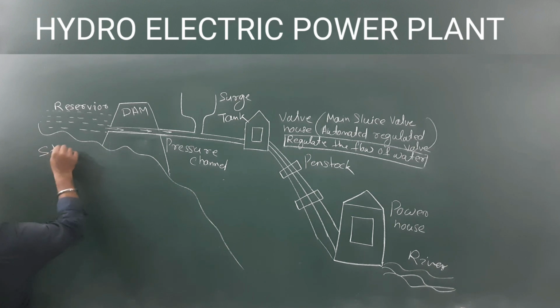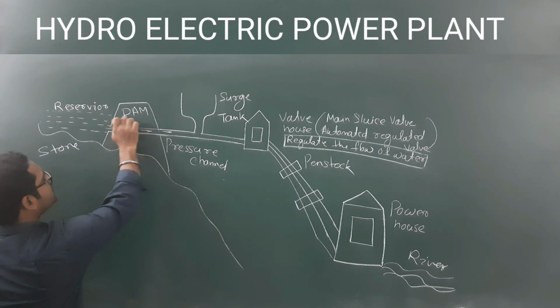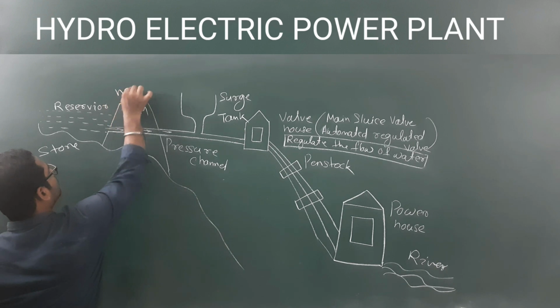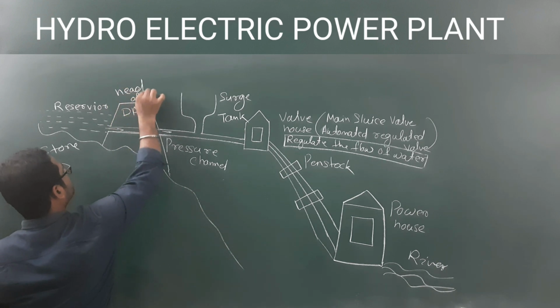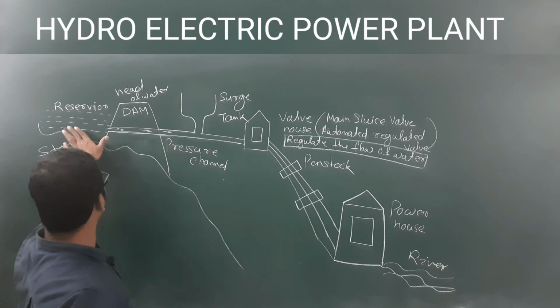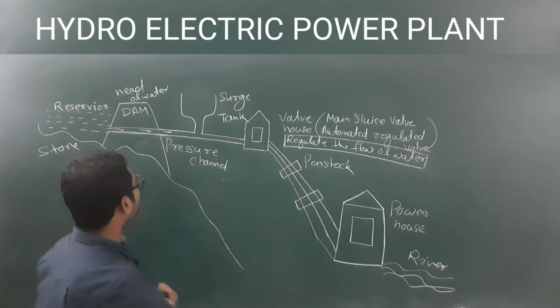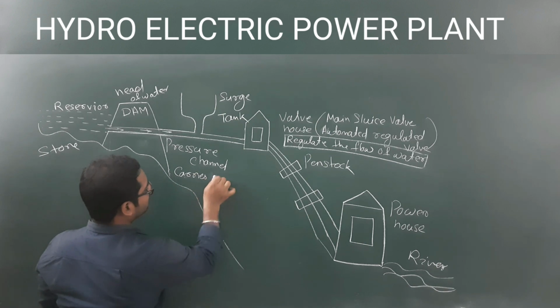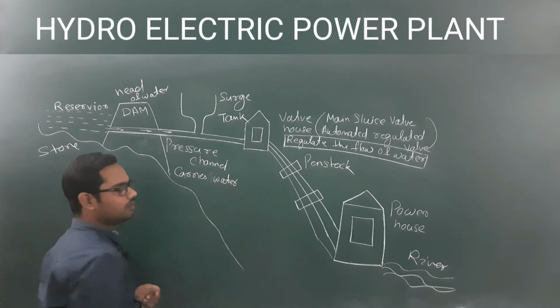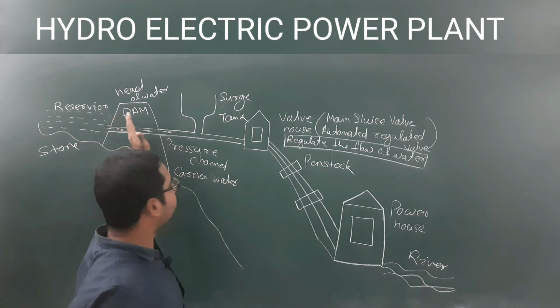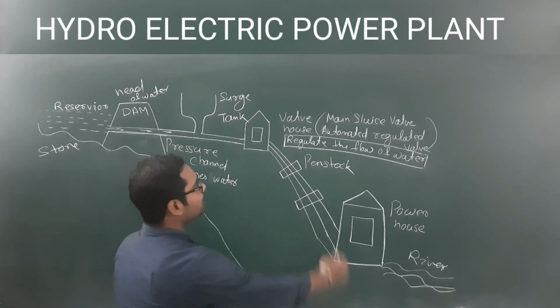Okay, so the function of the valve house is to regulate the flow of water. The reservoir stores the water, it is for the storage. Your dam will check the water, or produce a head of water. And the pressure channel carries the water from reservoir to valve house in high pressure, because a large amount of water is being allowed to flow from reservoir to valve house. Then it comes to the penstock.